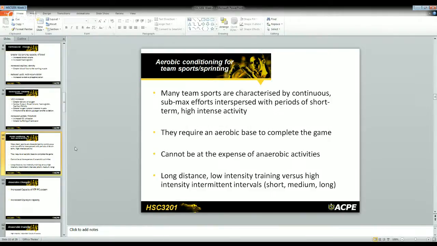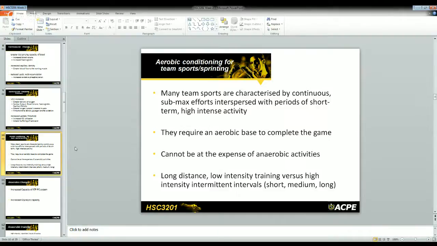But when we look at our training for our team sport athletes, or those sports that have high anaerobic capacity, although we need this aerobic conditioning, we can't apply it to the detriment of anaerobic activities or anaerobic performance. And one of the conditionings we can do is long, slow distance, low intensity training, or high intensity training. That's when we get to our intervals, our fartlek, our HIIT, high intensity interval training, and those sorts of things. Both of them will enhance aerobic capacity.